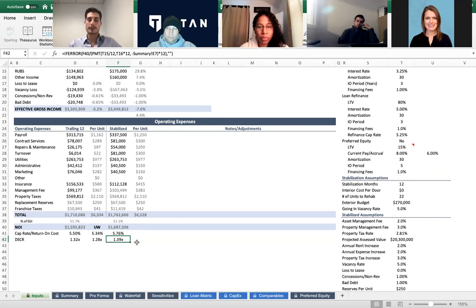Even if a lender is going to give you a full-term interest-only loan and you're never going to amortize, they're still going to size or determine how much loan they can provide based on an amortized debt service. So it's a really important metric.